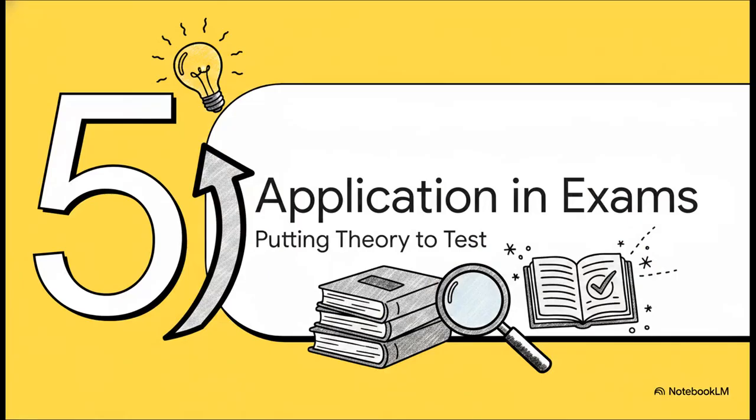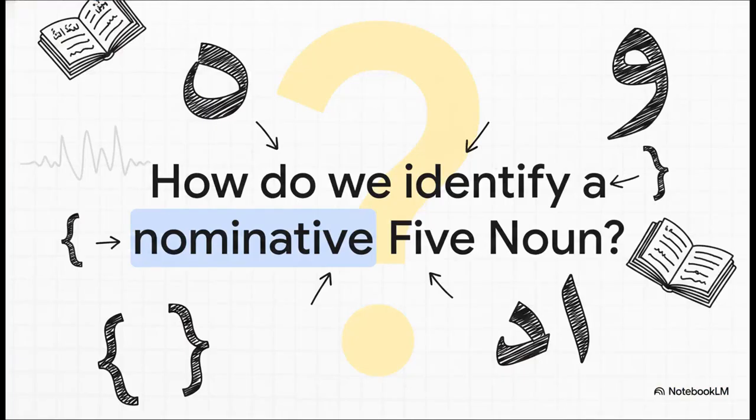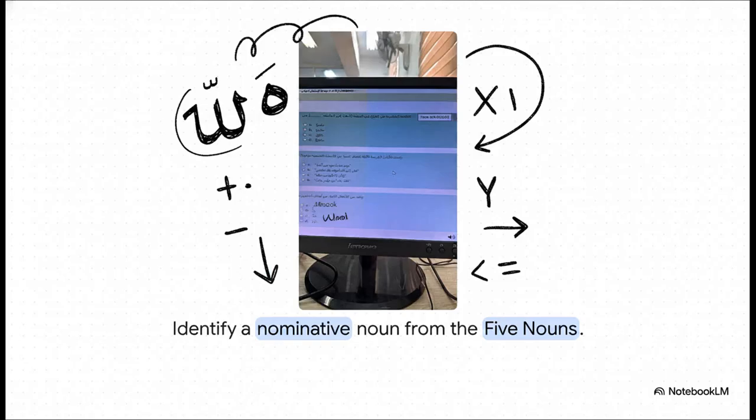Let's move to Section 5, Application and Exams, and see how this all builds together. Okay, theory is fantastic, but spotting these rules out in the wild is where true fluency happens. Let's do a rapid-fire practice run. Think back to what we just covered. If you are sitting in a university-level exam and you're asked to spot one of the 5 nouns in a nominative state, meaning it's the subject of the sentence, what specific letter are you scanning the page for? Well, this actual exam question asks exactly that. Identify the verse containing a nominative noun from the 5 nouns. Let's scan the options together.